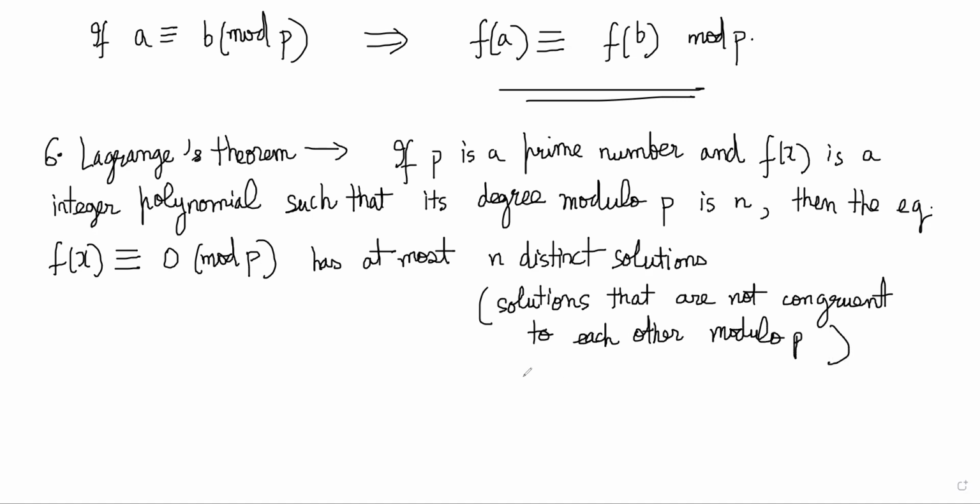So Lagrange's theorem is a way of saying the similar statement that if the degree of a polynomial is n, the number of roots is at most n. So now we are saying it with reference to polynomials modulo p, right? So if f(x) is an integer polynomial such that its degree modulo p is n, then this congruence f(x) is 0 mod p, this equation has at most n distinct solutions which are incongruent to each other modulo p, right? That is the statement of the theorem.